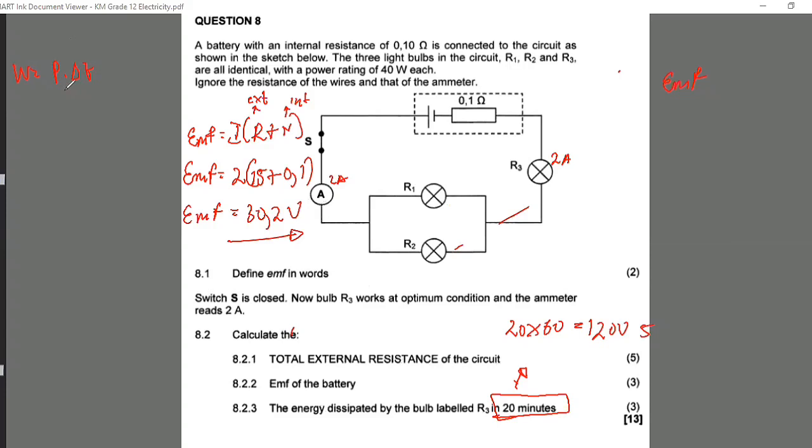So to calculate energy, we already have power. Did we calculate power? We were given power, right? Remember, we must calculate the energy dissipated by R3. R3 is 40 watts. So we have power here is 40, and then our time, we simply substitute the 1200 here. And then punch that in your calculator, you have 48,000. So that's 48,000 joules. Nice.